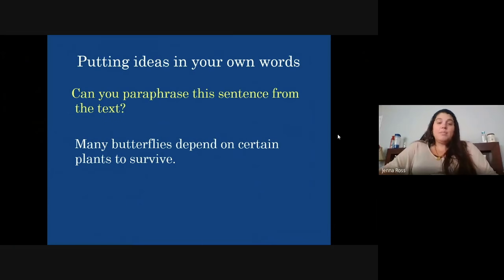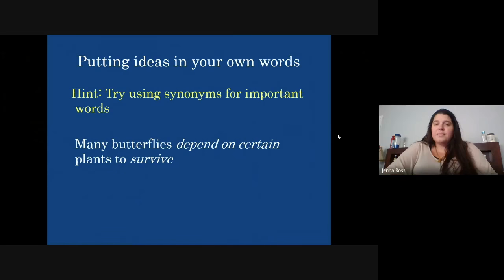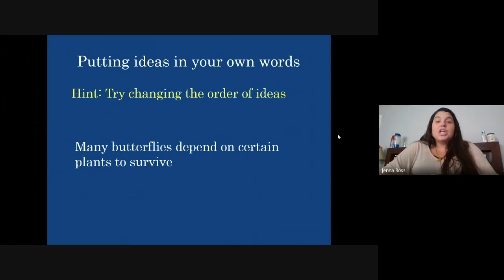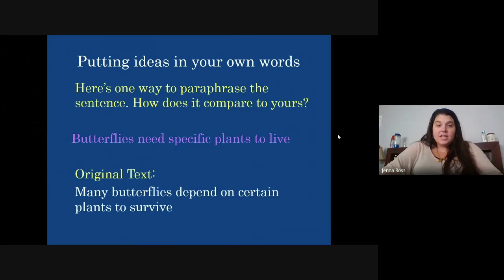Many butterflies depend on certain plants to survive. So think for a second. How could you change that around but not change the meaning? A hint is to try using synonyms, and those are words that mean the same thing. So now we have: many butterflies depend on certain plants to survive. You can also change the order of the words.